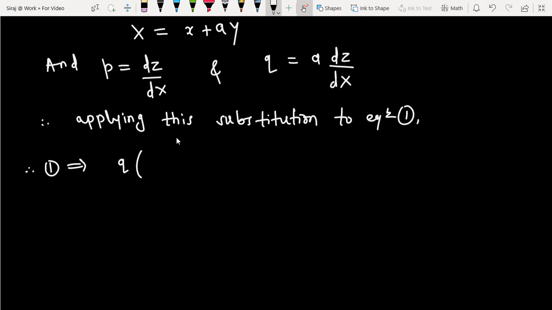Q in bracket p square z plus q square equal to 4. It is the given equation. Now we have to apply the substitution in it. So we have considered capital X equal to small x plus ay. So no need to write this value because we don't have the term x plus ay in the given equation. So what will we change?